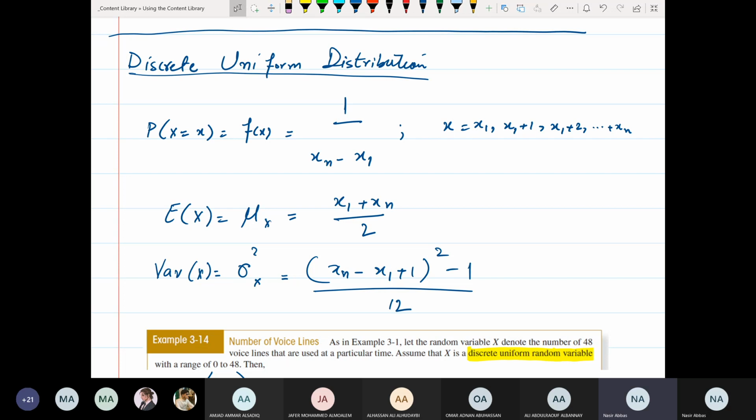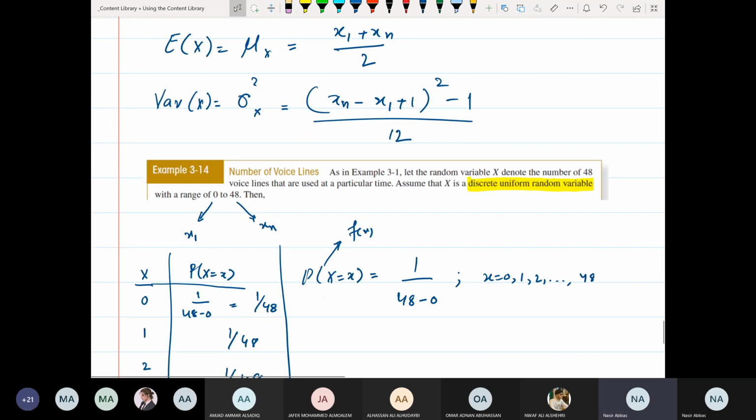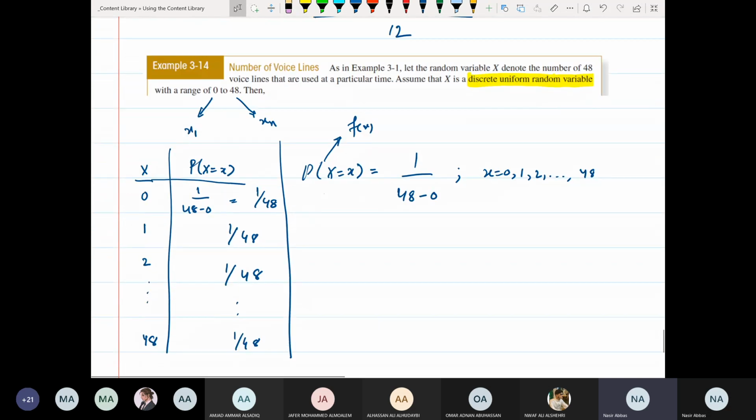Excuse me, Doctor, but I don't understand how they can all have the same probability. Are there 48 values or 49 values? 48.